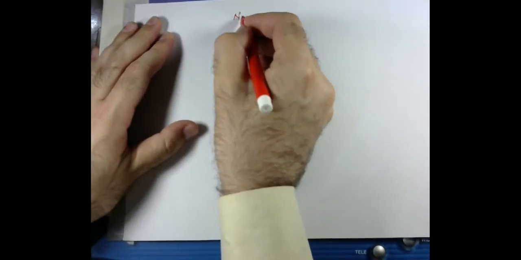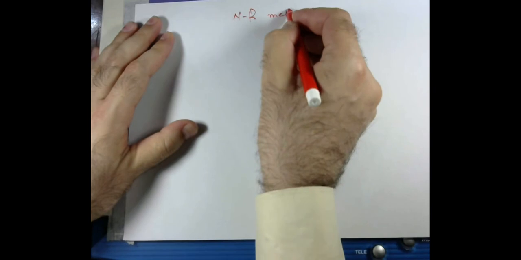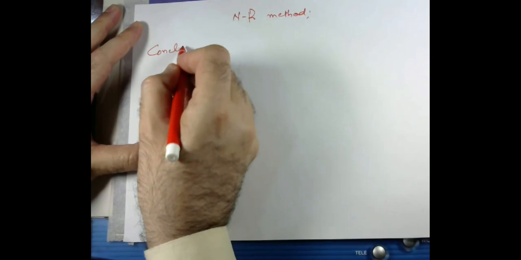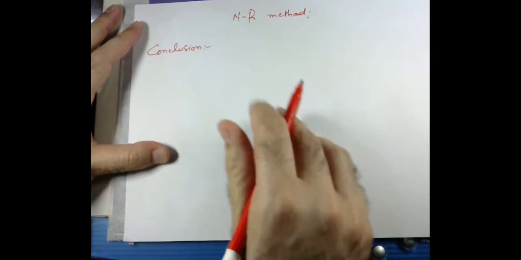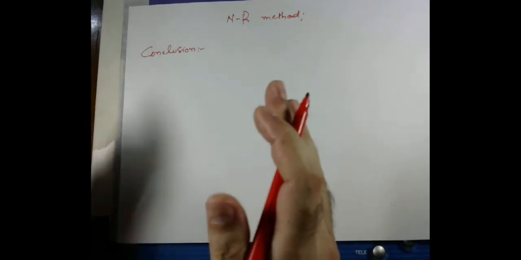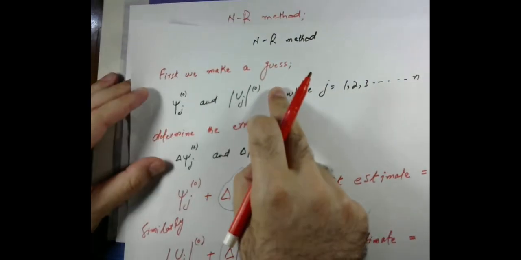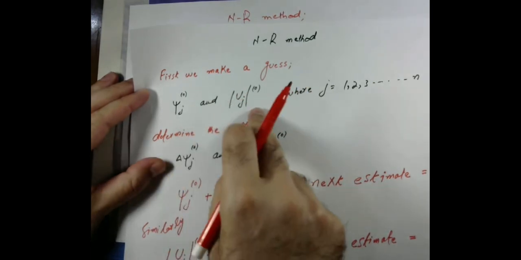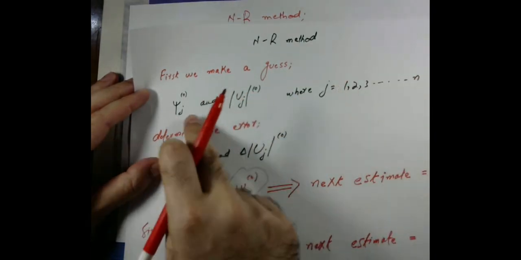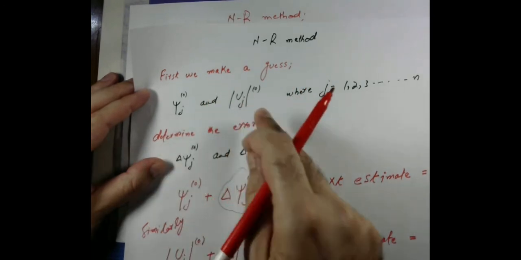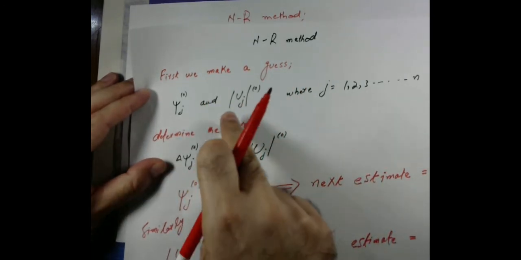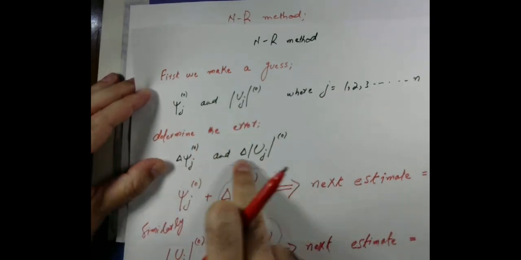So we talked about the Newton-Raphson method. Let me conclude, or let me quickly revise the steps. So what we actually do, as in a power flow problem, is make a guess. And you know that in the flat start, what values we assign to these variables. Now the next step is to find the error in the first guess.